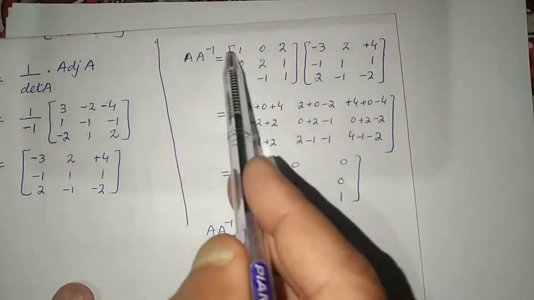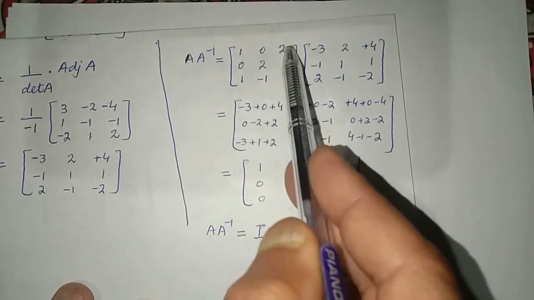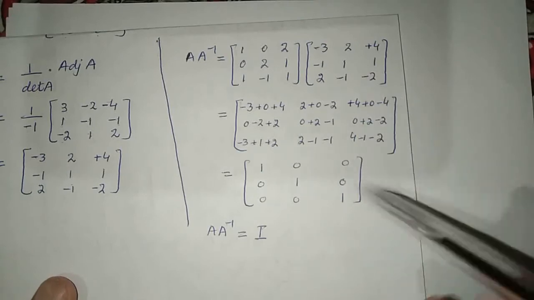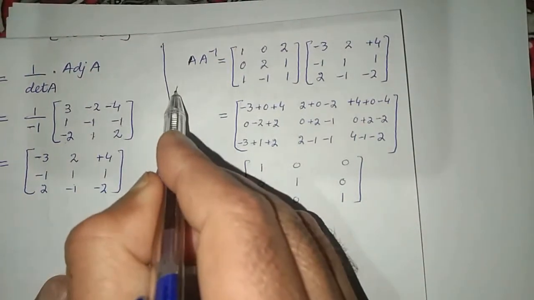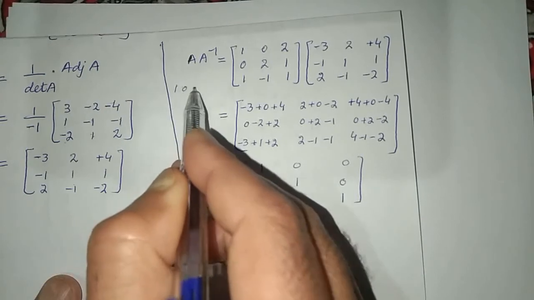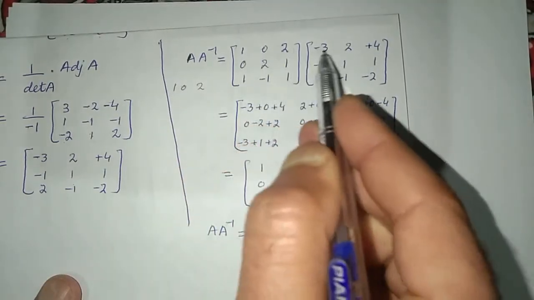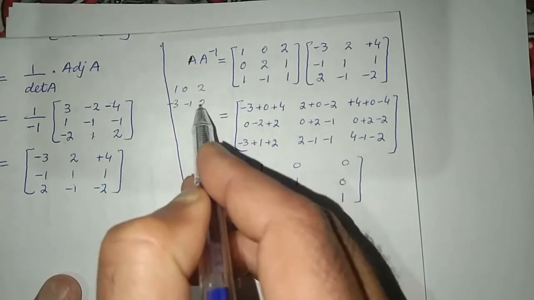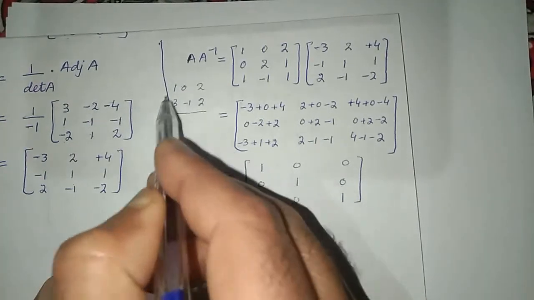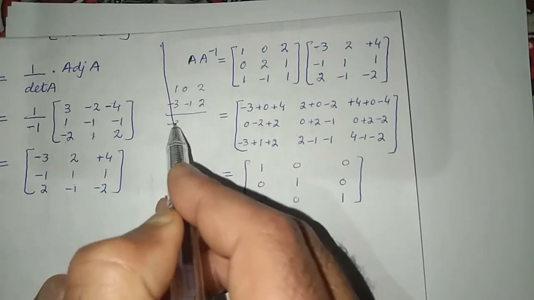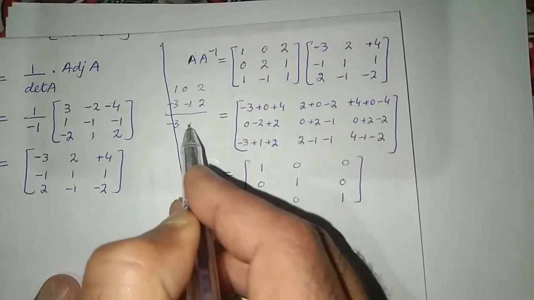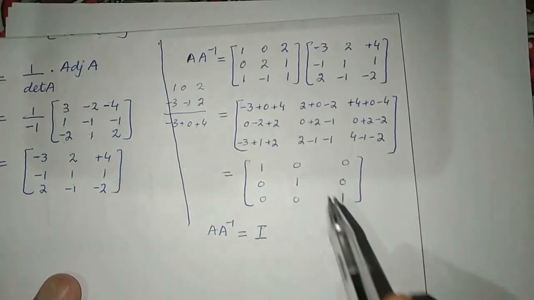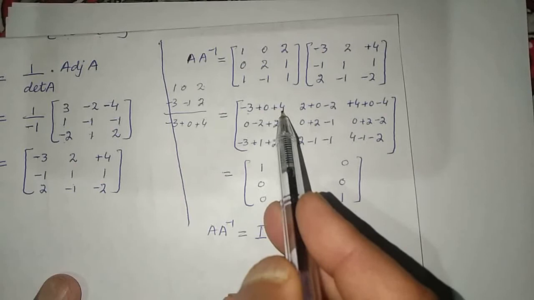How are we multiplying each row with the column? For example, 1, 0, 2 is the first row, and minus 3, minus 1, 2 is the first column. Now multiply minus 3 with 1, minus 3; minus 1 with 0, 0; 2 with 2, 4. Now we are adding. So we are getting this thing, minus 3 plus 0 plus 4.